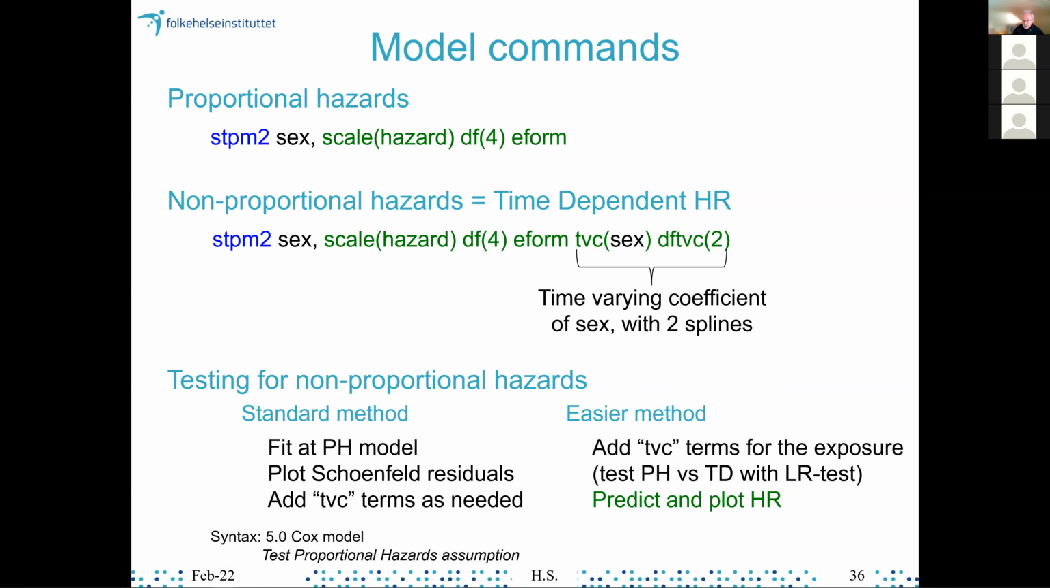Let's see, I think maybe there is a new message here. Yes, so there's a question from Claudia. How do you choose the number of splines for the time-dependent effect? And that's easy. I usually use 2 splines. I don't expect that time-dependent effect to be very complicated. I think it would be a very strange model where the hazard ratio goes up and down in a very complicated pattern. So 2 degrees of freedom, I think, is generally enough.